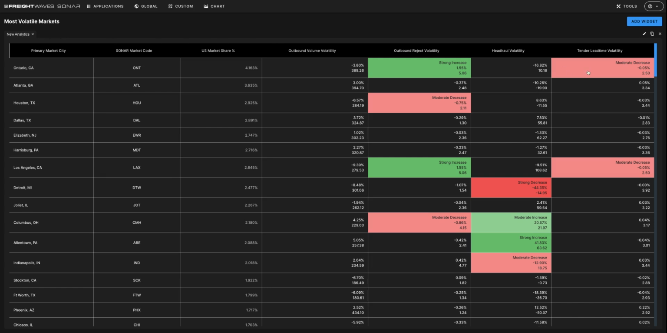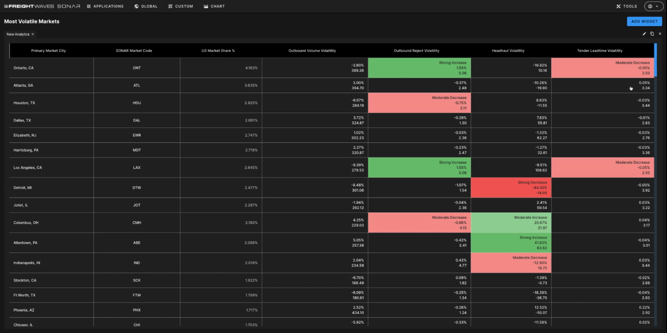So moving on to the last column, that is the tender lead time volatility. This bottom value is the amount of days from which the load was tendered to when the load needs to be picked up. So 2.5 days is the average tender lead time in Ontario, California, and it's gone down 0.05% in 1 week. Atlanta is at about 3.5 days.